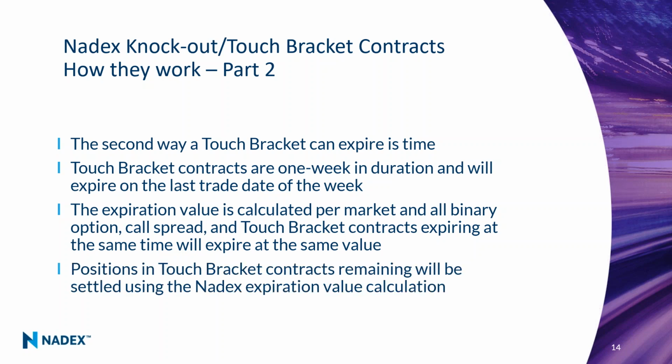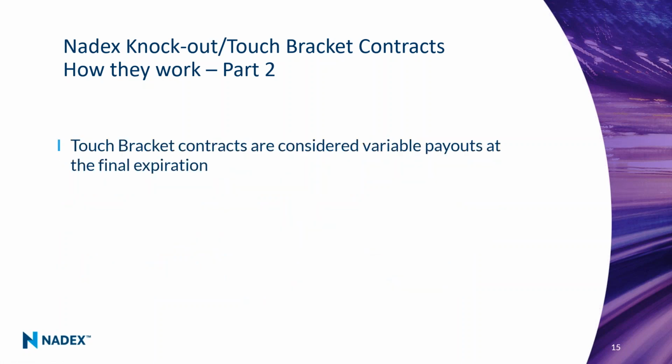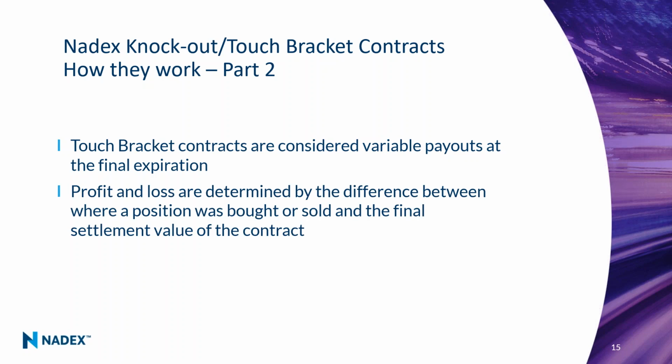Now, what this means from a P&L standpoint is that when a touch bracket or a knockout is done, we're going to use that expiration value calculation to determine profit and loss on your position, right? So they're variable payout contracts. Very easy though. Don't let variable payout or anything like that confuse you. Profit and loss is simply determined by the difference between where you bought or sold a position and the final settlement value, just like any other trade.